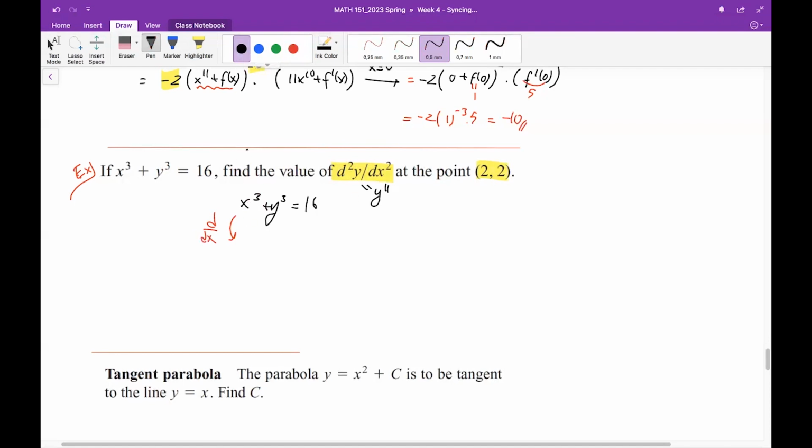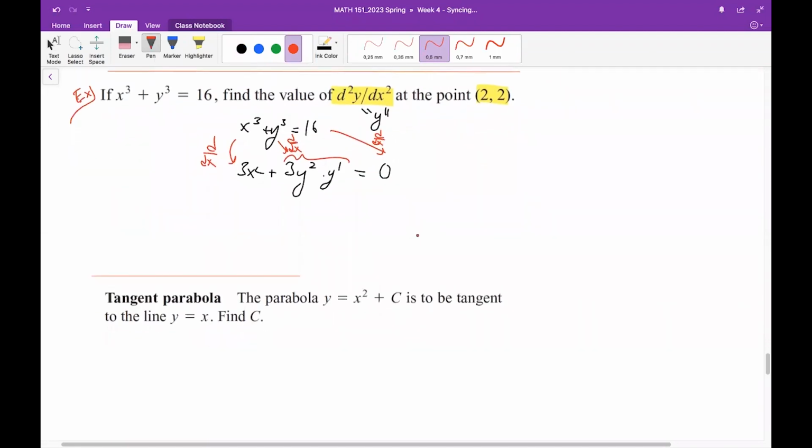Okay, let's start taking derivative of both sides. 3x squared is the derivative of the first expression, 3y squared times y prime. And this is the derivative of this second expression equals obviously 0 because derivative of constants are 0. And next, what we should do to obtain y double prime, we need to apply implicit differentiation once more. So d over dx, again, I take the derivative with respect to x of both sides. Derivative of 3x squared is 6x.